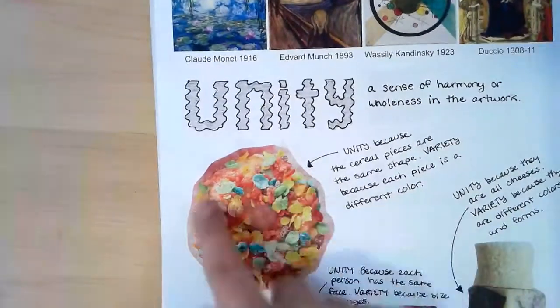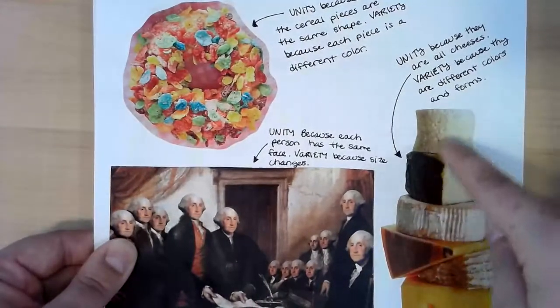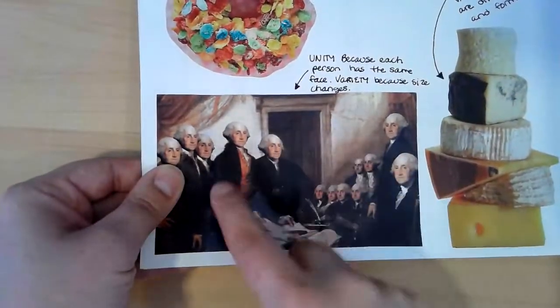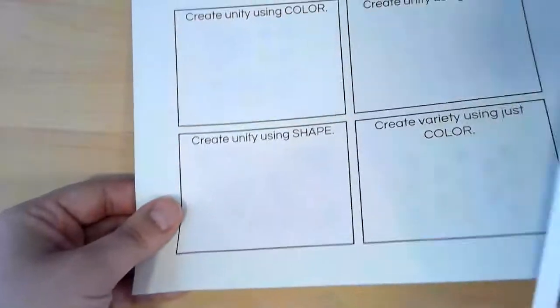So we have variety in color, variety in form, variety in size. Okay, so that's what we're talking about.